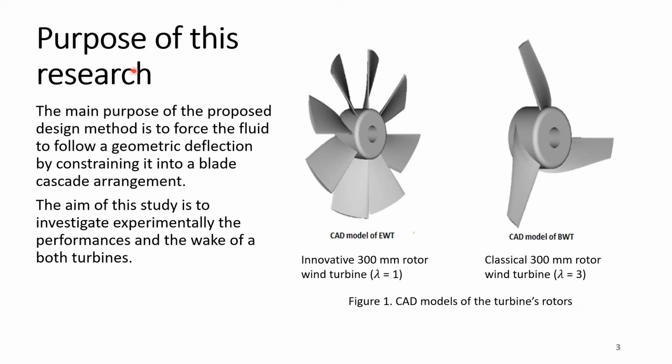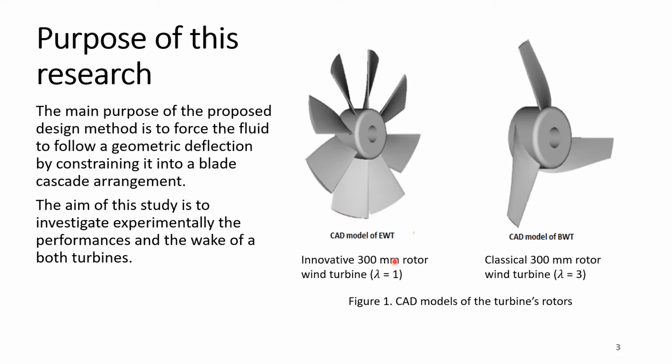Purpose of this research: a low tip speed ratio results in a significant rotation of the fluid in the wake. According to angular momentum balance, the torque applied by the rotor on the fluid is linked to the amount of tangential velocity. The main purpose of the proposed design method is to force the fluid to follow a geometric deflection by constraining it into a blade cascade arrangement.